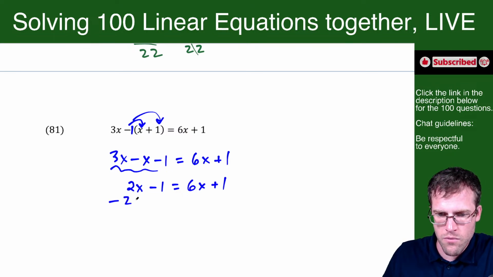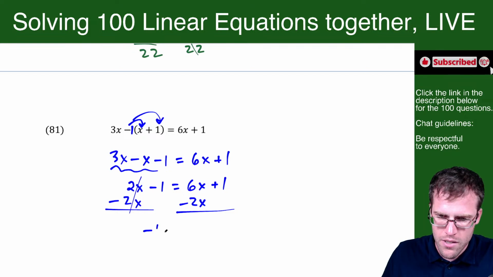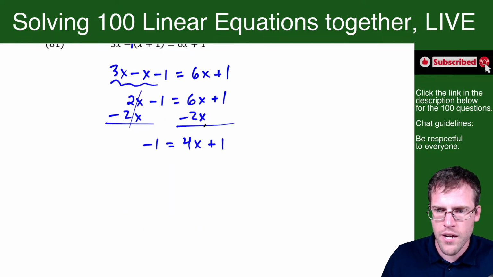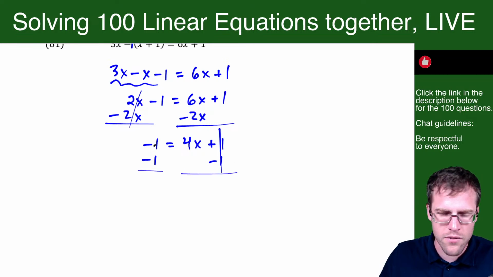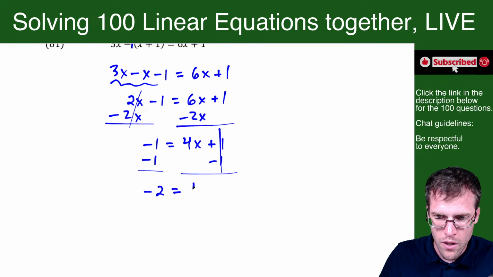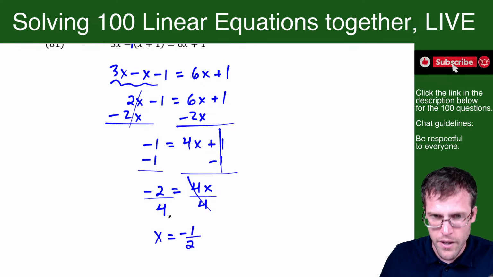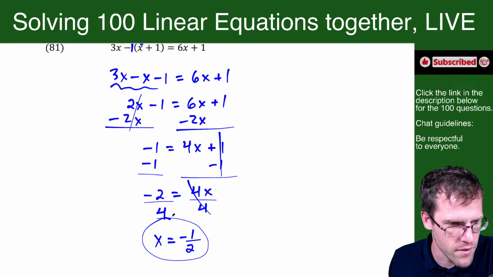So from here, I would just go minus 2x on both sides. I like to, once again, have the x's with the positive coefficient. It's just a habit, I guess. So now we're left with negative 1 equals 6 minus 2 is 4, 4x plus 1. And now to solve for x, minus 1 on both sides. 1 minus 1 cancels. Negative 1 minus 1 is minus 2 equals 4x. Divide both sides by 4. And x equals negative half. Okay, so question 81 should be negative half.